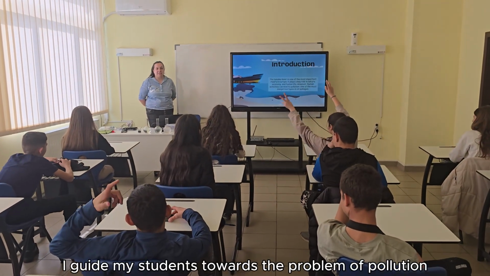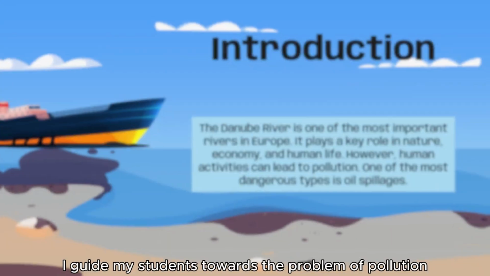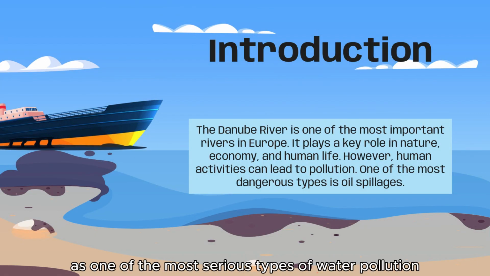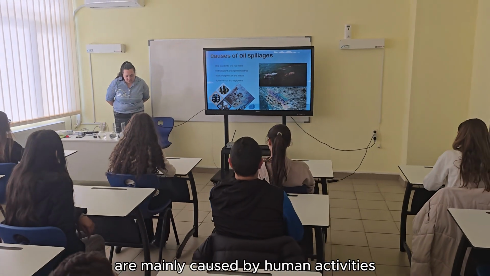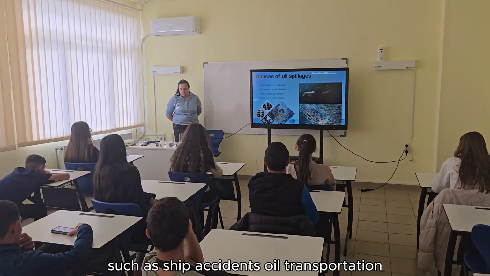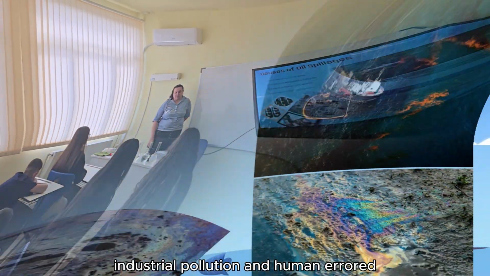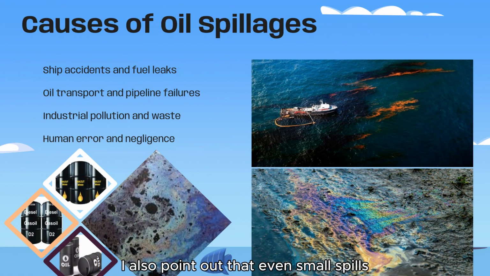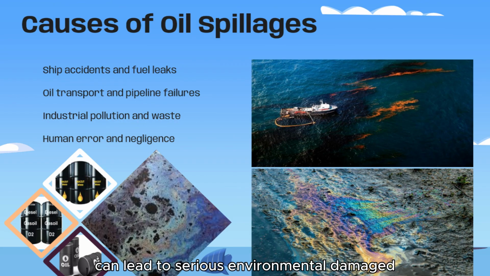After that, I guide my students towards the problem of pollution, focusing on oil spillages as one of the most serious types of water pollution. I explain that these incidents are mainly caused by human activities such as ship accidents, oil transportation, industrial pollution, and human error. I also point out that even small spills can lead to serious environmental damage.